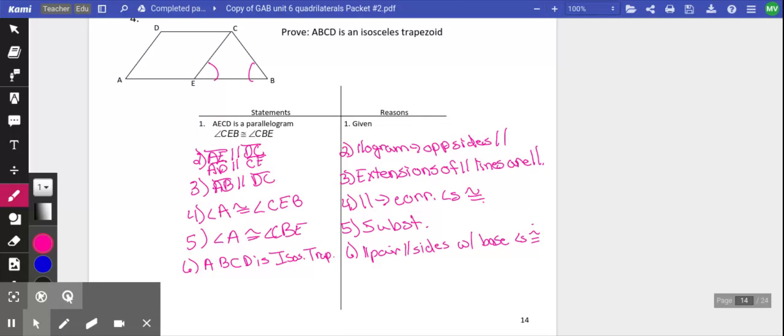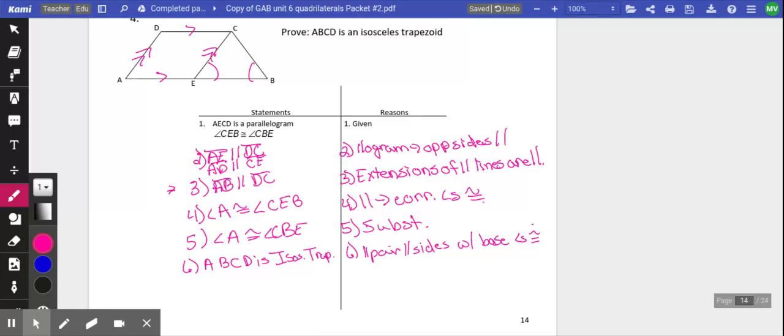So to do this proof, what I did is I started off with the fact that I know that AECD is a parallelogram. So that means that AE is parallel to DC and that AD is parallel to CE because opposite sides of a parallelogram are parallel. So then to establish that the larger figure is a trapezoid, I put a step that I would be fine if you skip, that AB is parallel to DC because extensions of parallel lines are parallel.